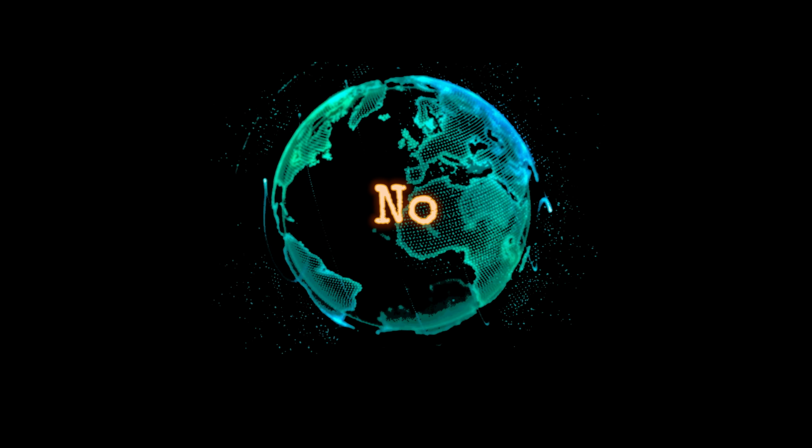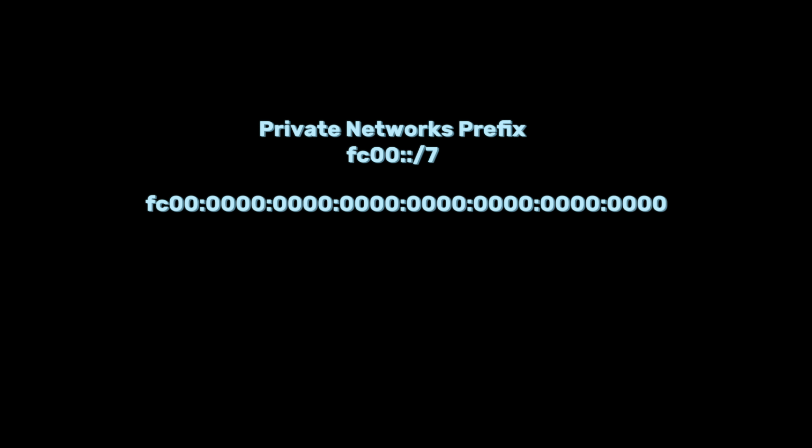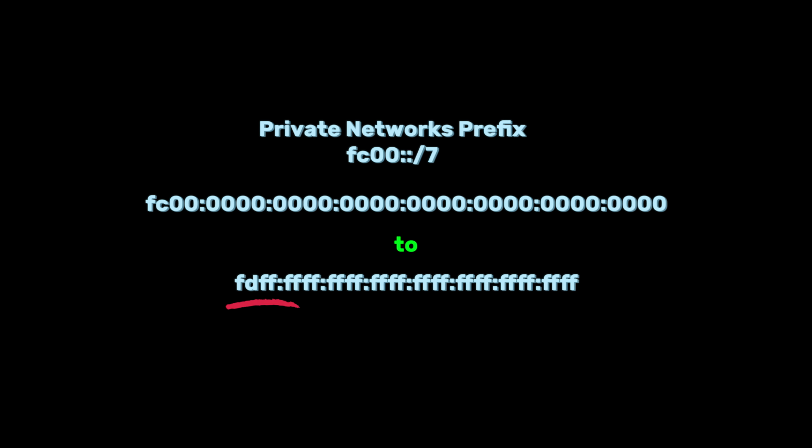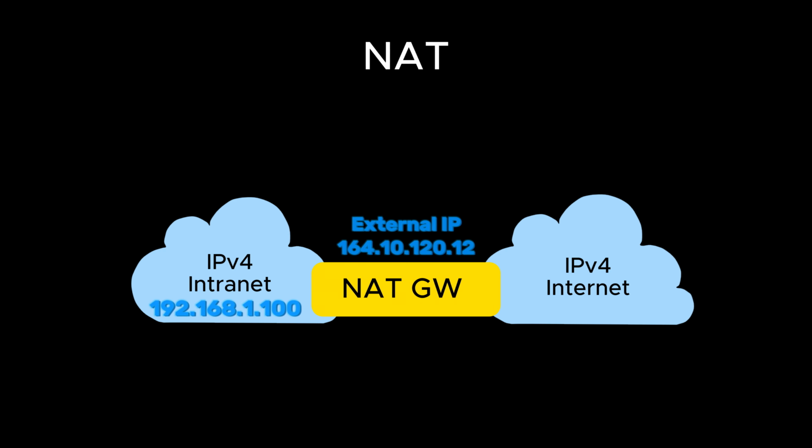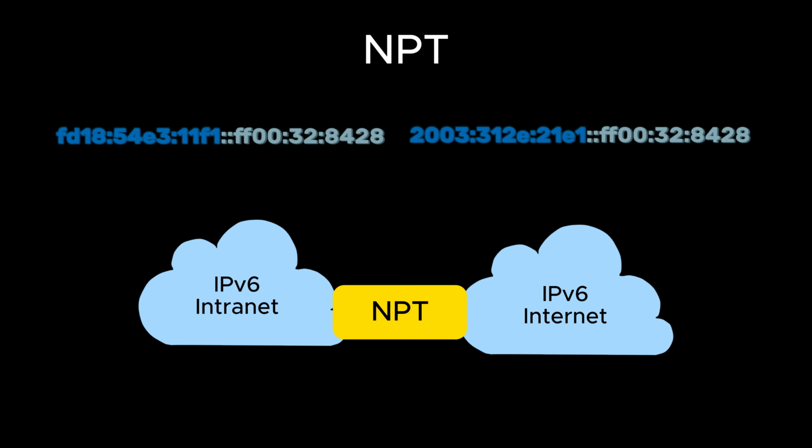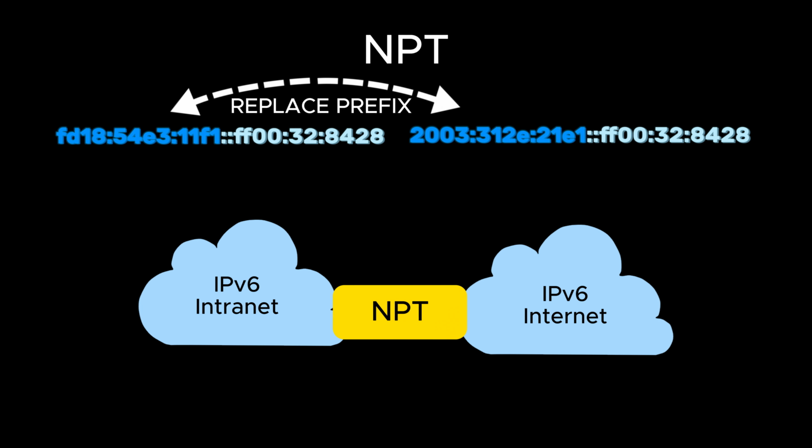But are all IPv6 addresses routable and accessible globally? Yes and no. You can have a private network in IPv6. It is defined with a prefix as all IPv6 networks. Everything from FC00 to FDFF is considered non-routable address space for private networks. With NAT you have one external address and a mapping to one or multiple internal ones. There is no NAT in IPv6, but there is NPT. With NPT you can transform one prefix into another.